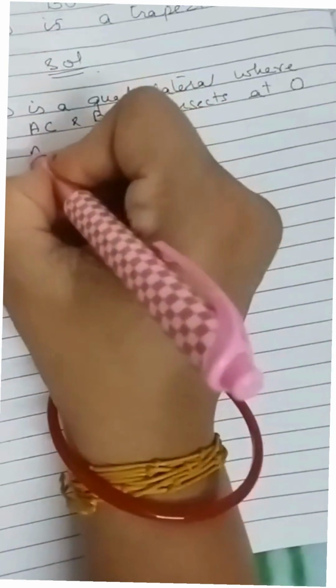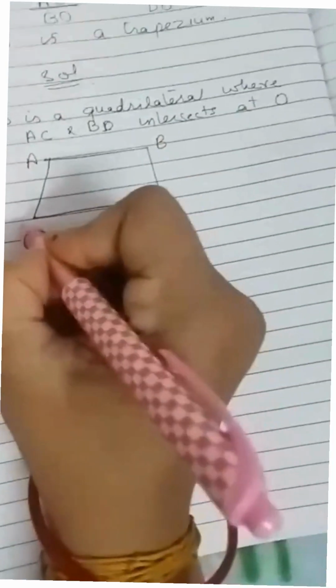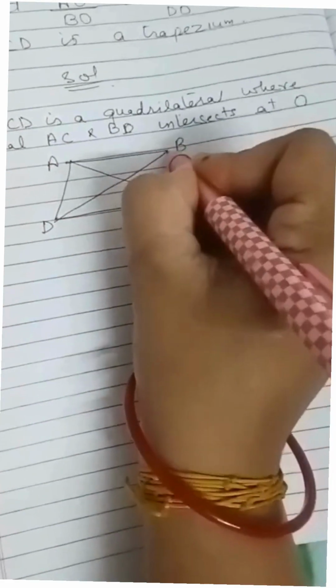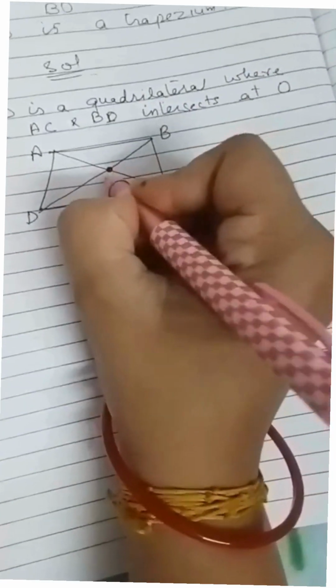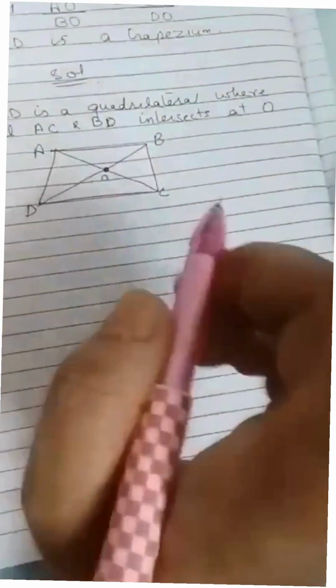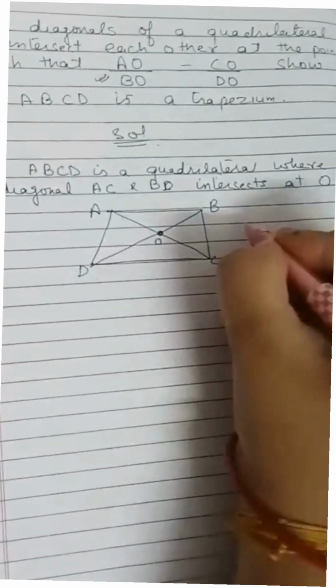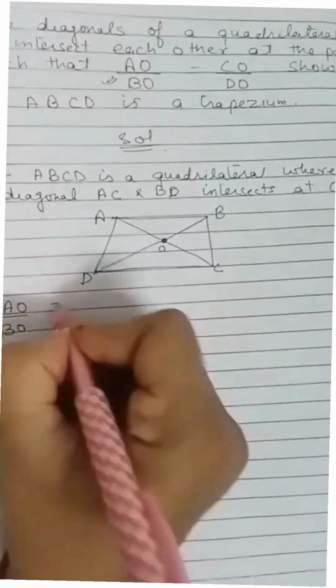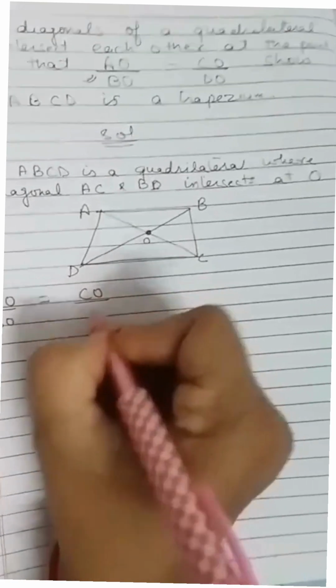So ABCD is a quadrilateral where diagonal AC and diagonal BD intersect at O. Okay, that is also done. Now what do we have to prove? What one more thing is given? This part is also given: AO/BO equals CO/DO. This part is also given.